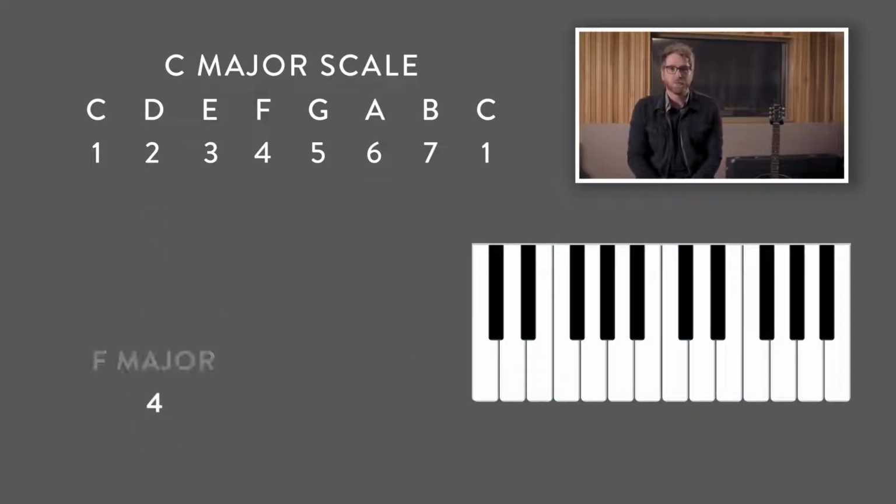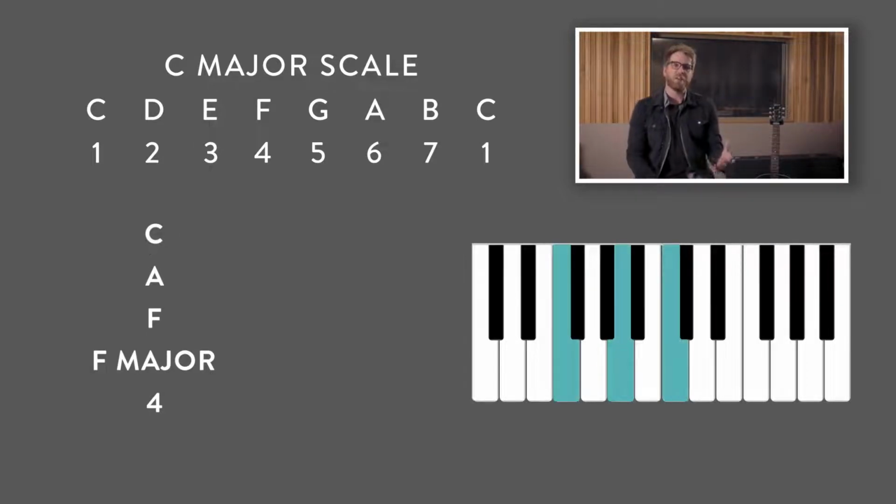The 4, or the F, forms the chord F major. The 4th chord in the scale of C major is F, and the 4th chord in any major key is typically formed of a major chord. So in the key of C major, we get an F major chord. This chord is formed from the 1st, 3rd, and 5th notes of the major scale.